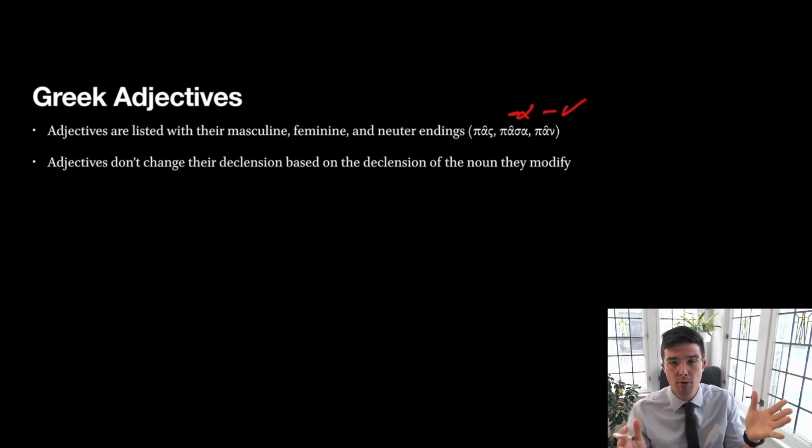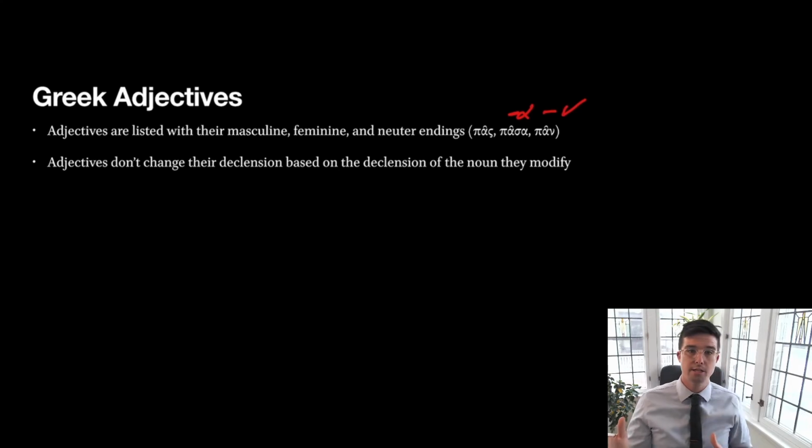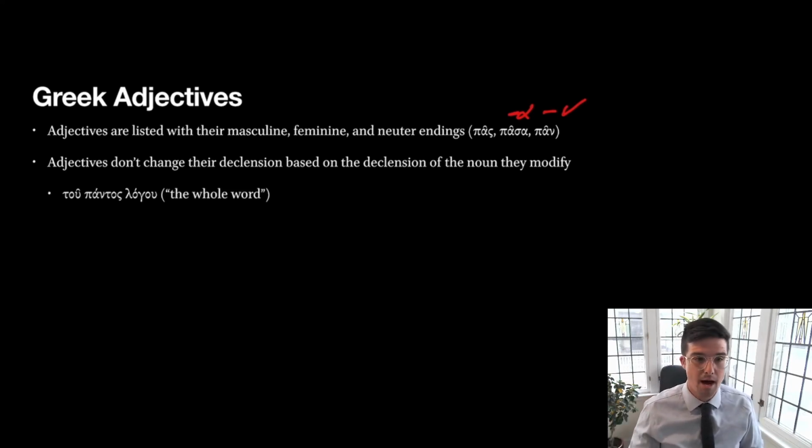And it's really important to recognize that adjectives are not going to ever change their declension. If an adjective is a third declension adjective, it is always going to be a third declension adjective. It will never be a second declension adjective. It won't follow those second declension adjective endings. It will always use those third declension endings. So an adjective is not going to change the endings it has based on the noun that it modifies.